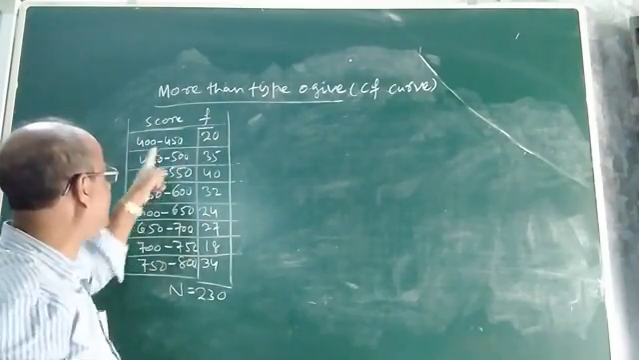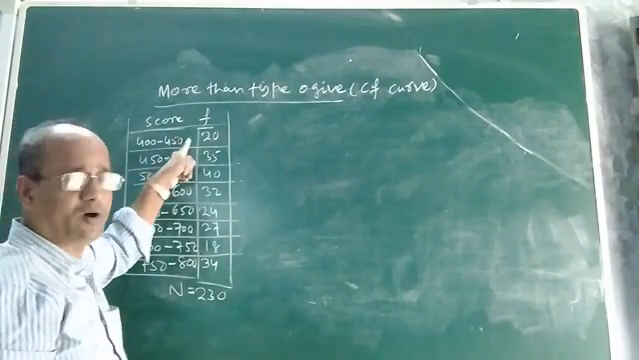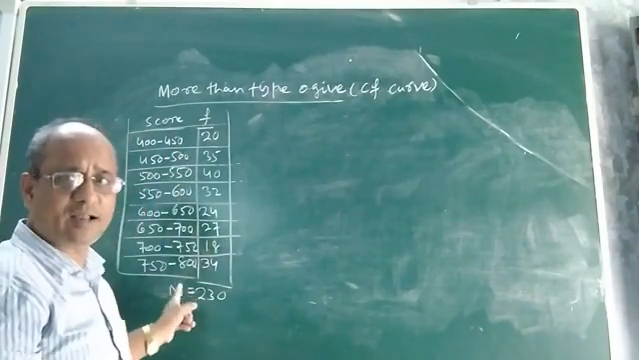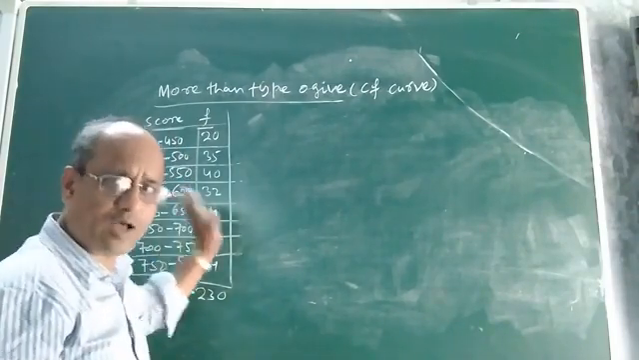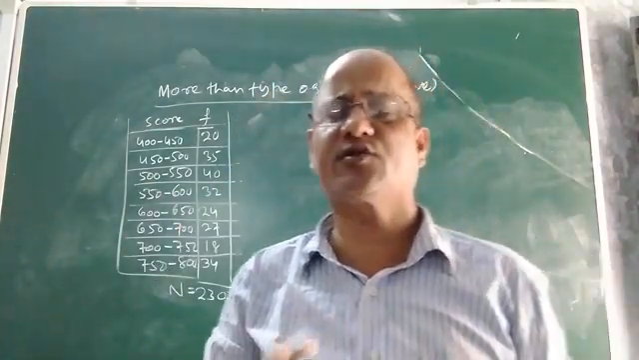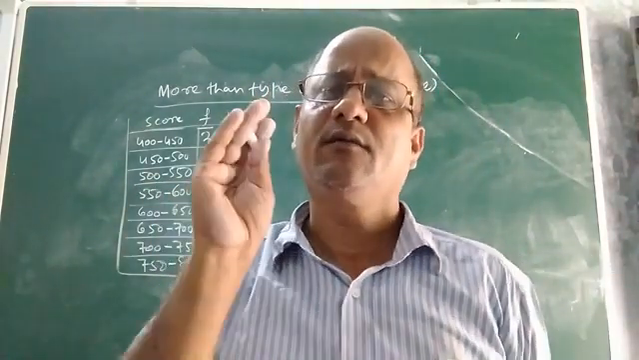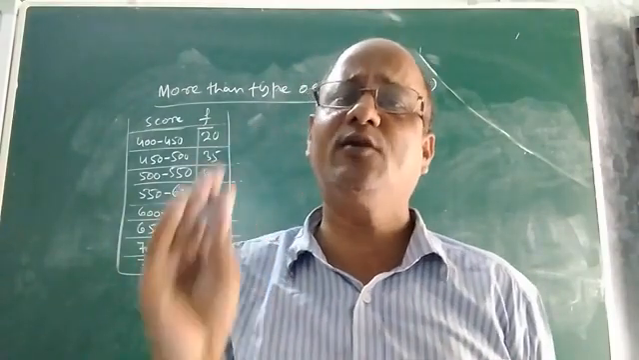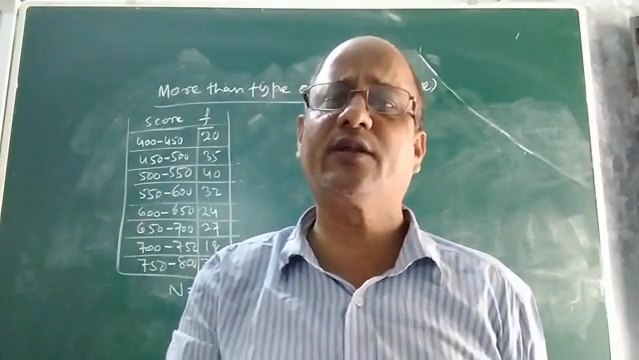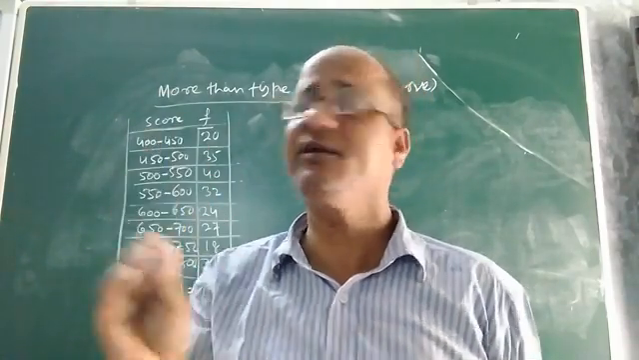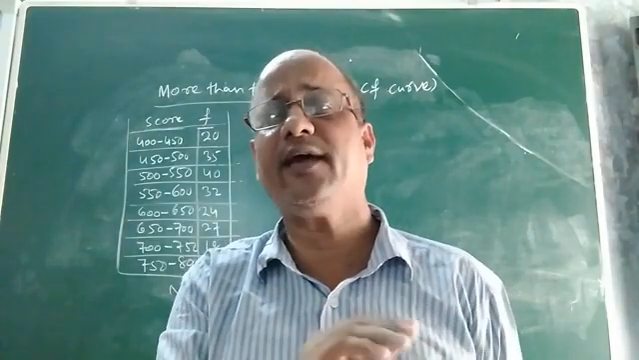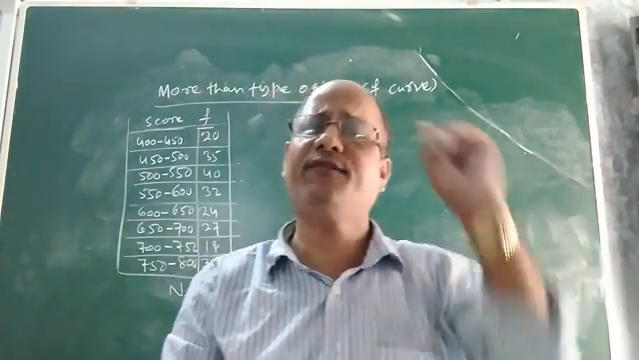The upper limit of one class coincides with the lower limit of the succeeding class in all the classes, and hence it is no doubt a continuous frequency distribution. Suppose we are given this distribution, how will we draw its more than type ogive or more than type cumulative frequency curve? What are the steps, what is the logic behind drawing it? So children, you think of the less than type.